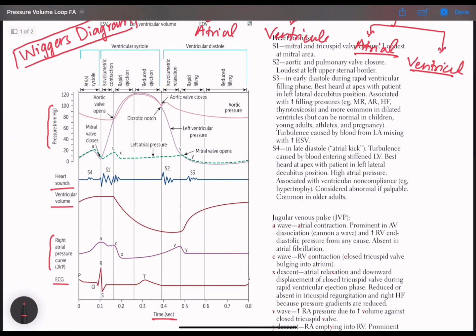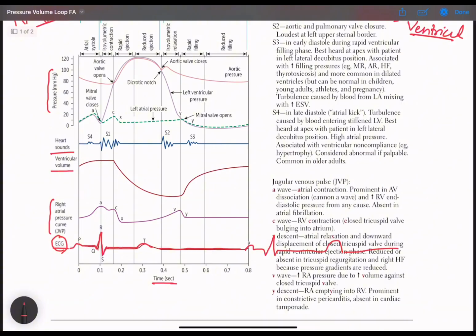If we look at the Wiggers diagram, at the bottom we have electrical activity or the ECG changes. The ECG changes are somewhat like this: at first we have a P wave followed by QRS complex, then we have a T wave, and again we have a P wave. So if we extrapolate it, it will come somewhat so, and it will repeat.